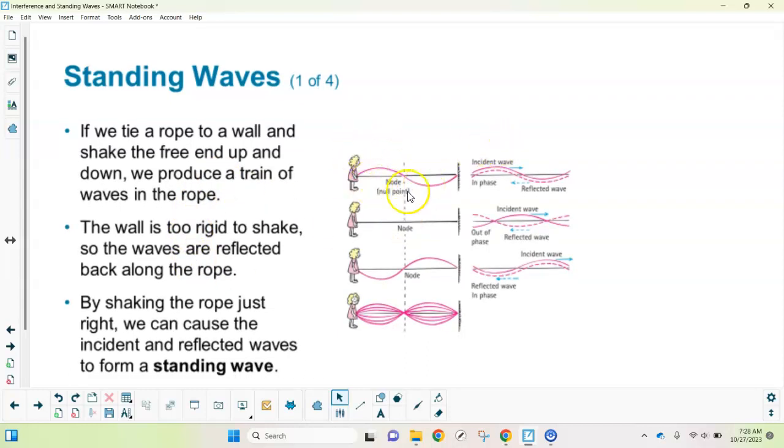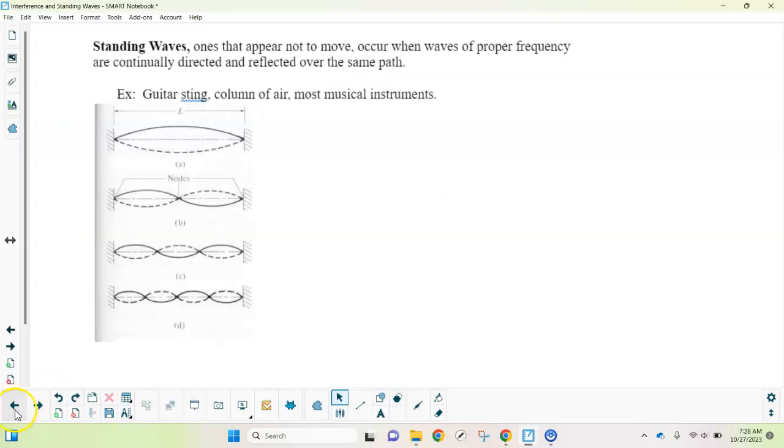It's the reflection coming back and interacting with that incident wave, and the reflection and the incident wave are in the same patterns, so they keep producing the same standing wave form. All right. So here's some standing waves.